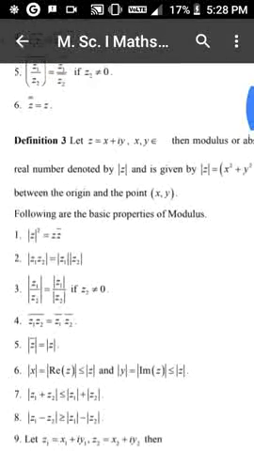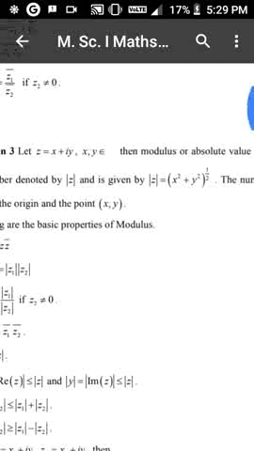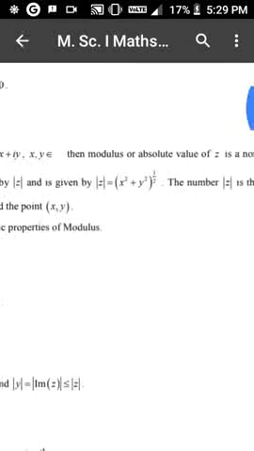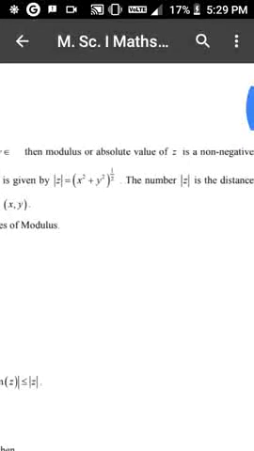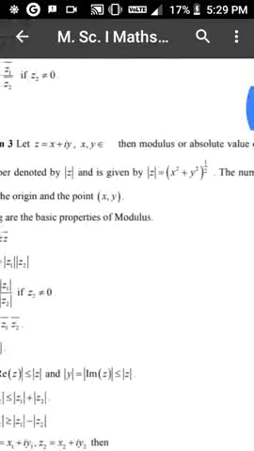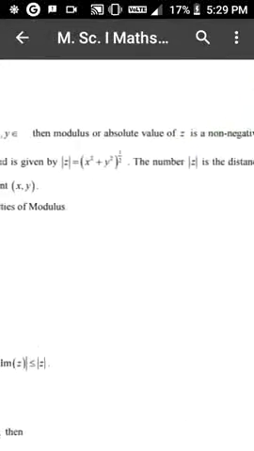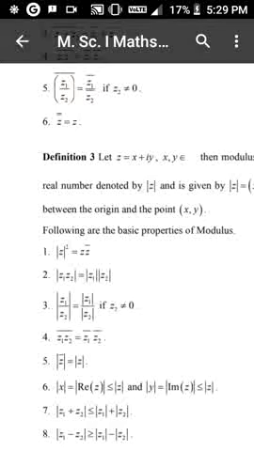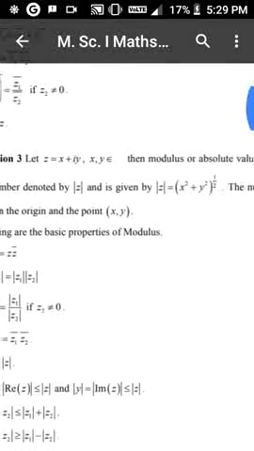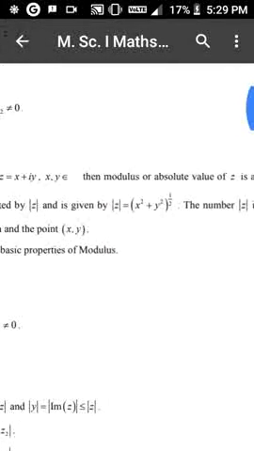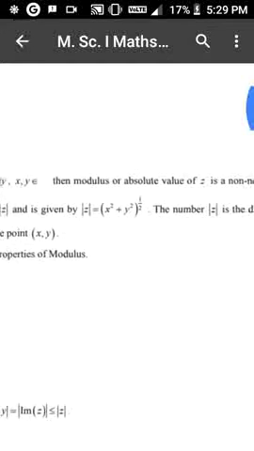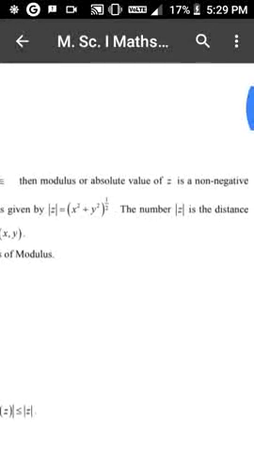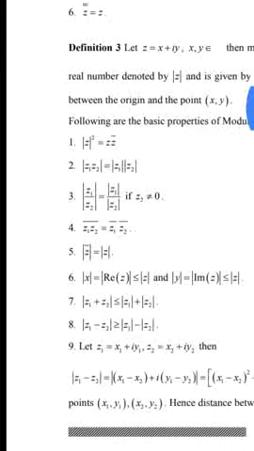Next definition: let z = x + iy, where x, y belong to R. The modulus or absolute value of z is a non-negative real number denoted by modulus of z, and is given by modulus of z = (x square + y square) raised to 1/2. The number modulus of z is the distance between the origin and the point (x, y).